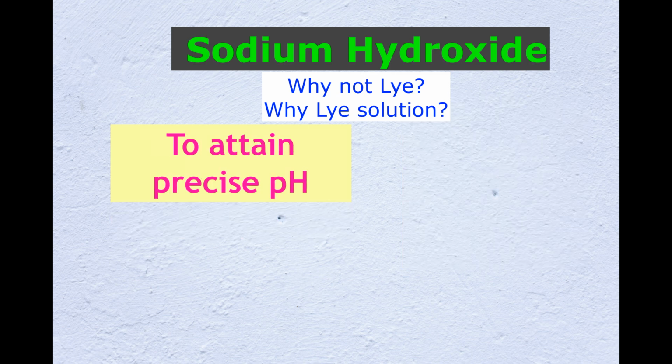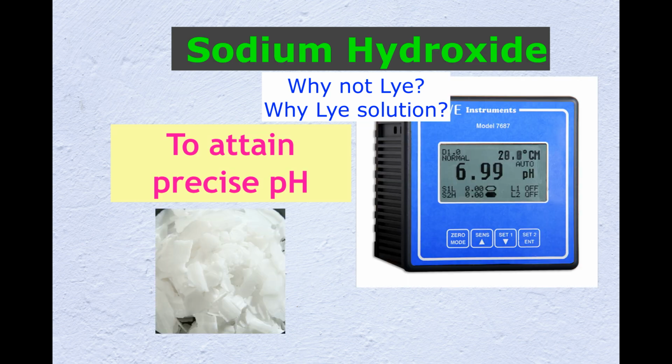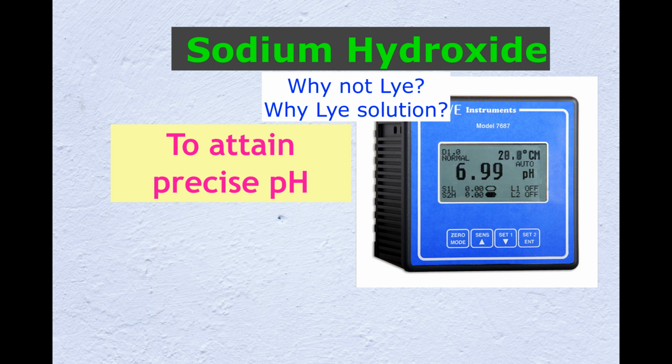The next point is a very important point, to reach the precise pH. In case of lye pellets or lye flakes, it is not possible to reach the exact precise pH. In case of lye solution, it is possible. We can add 1 ml or even 1 drop, so we can get the exact pH of our choice.